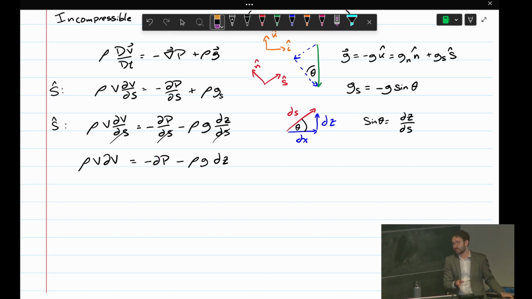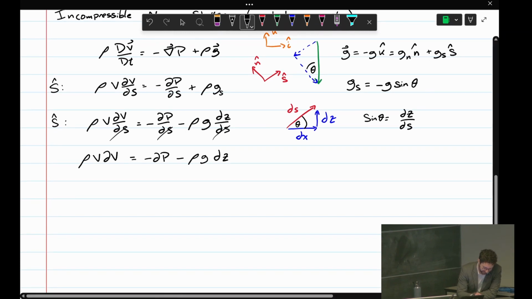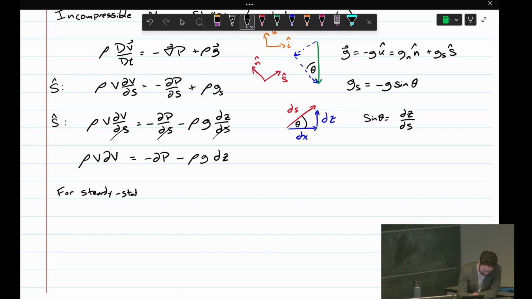Now I'm going to talk about how we can convert those partials into just regular derivatives. We're considering flow along a streamline. We only have one coordinate that defines that, and that's s, along our streamline. We also have steady state flow. So what this means is that for steady state flow along a streamline, our velocity is only a function of our coordinate along that streamline, s.